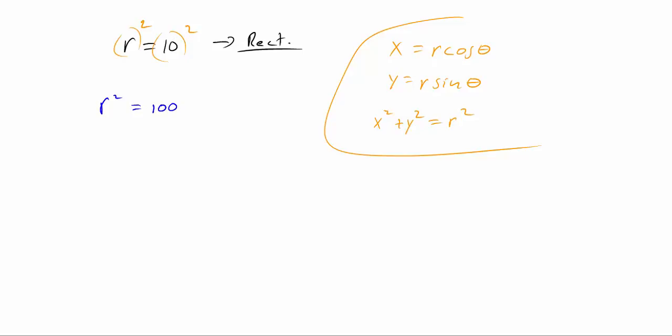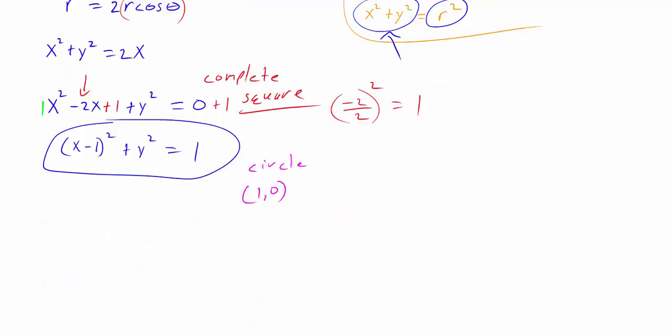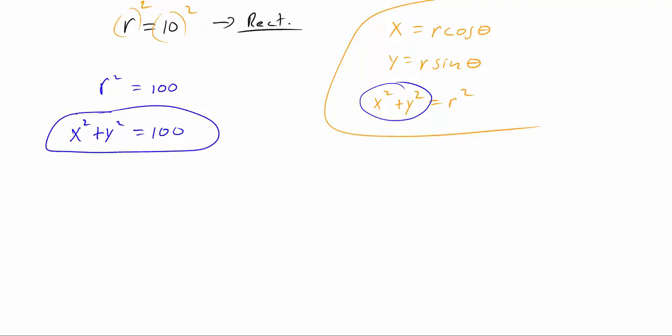So here, as opposed to the previous example where it was better to multiply both sides by r, for this particular equation, it works a lot better to square both sides, and we get r squared equals 100. And then of course here, r squared we know is equal to x squared plus y squared. And here we have the equation of our circle: x squared plus y squared equals 100.